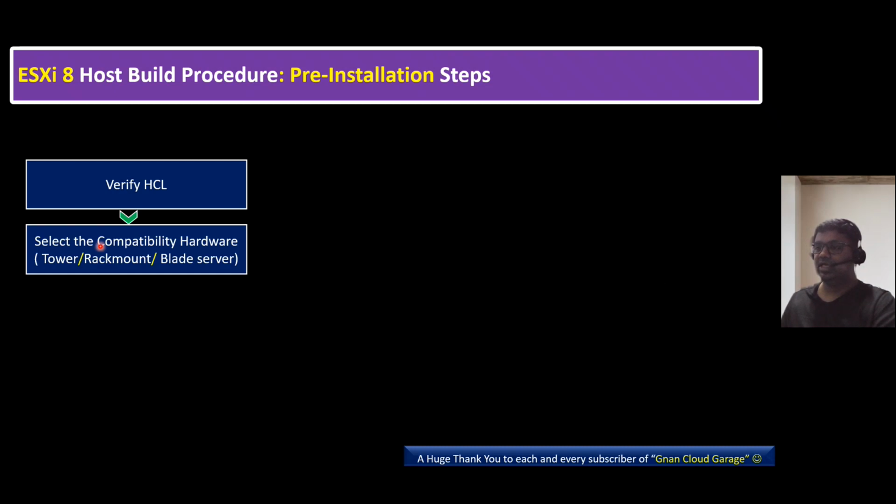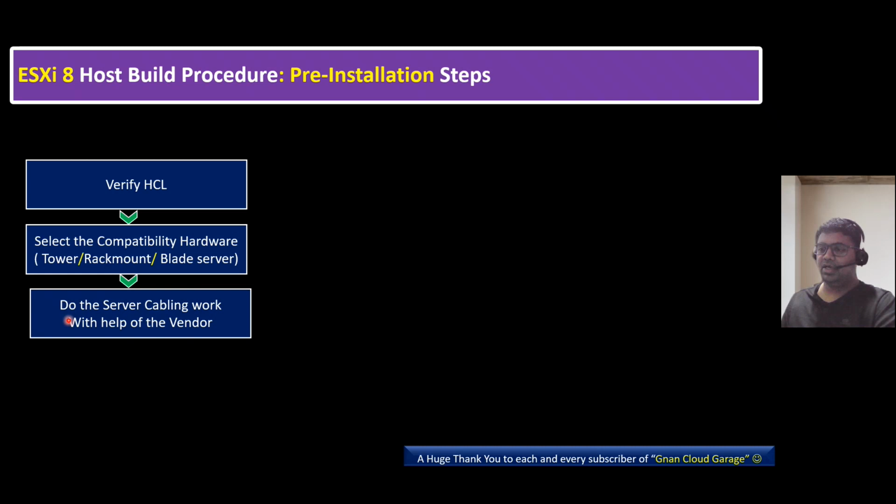And another point, select compatible hardware. The server form factor can be either a tower server, rack mount server, or blade server. Any model we can use. And do the server cabling work with the help of the cable vendor. Normally for cabling, rack cabling and all, there will be cable vendors. They will help us to do all the cabling.